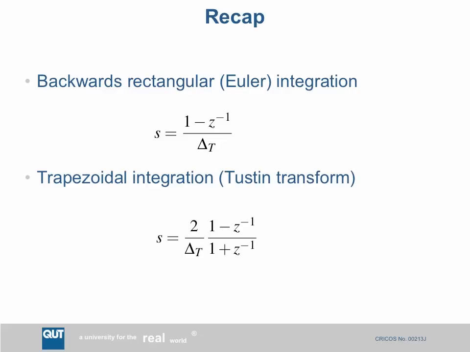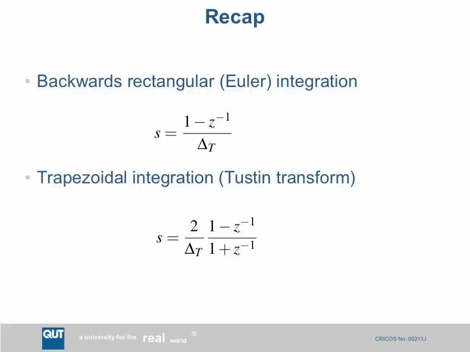Okay, so let's recap here. If I want to convert a transfer function that contains s into a difference equation, but a difference equation represented more tidily using this delay operator, this z to the minus 1 operator, I can perform either of these two substitutions. I can perform the backwards rectangular integration or Euler integration substitution. So I can say s equals (1 minus z to the minus 1) over delta t. Or I could use the second expression, which represents a more perfect form of numerical integration and also of numerical differentiation. So I could transform a transfer function from an expression in s to an expression in z to the minus 1 by performing either of these two substitutions. Each of them has pros and cons, and we'll talk about those more in the next lecture.